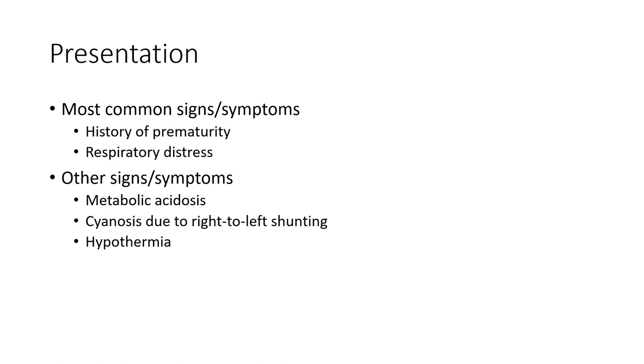Presentation: most common signs and symptoms are a history of prematurity and respiratory distress. Other signs and symptoms include metabolic acidosis, cyanosis due to right to left shunting, and hypothermia.